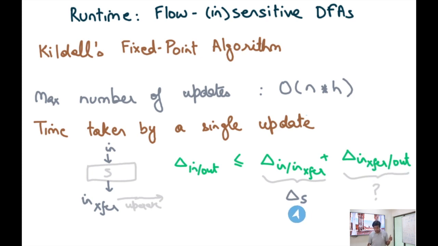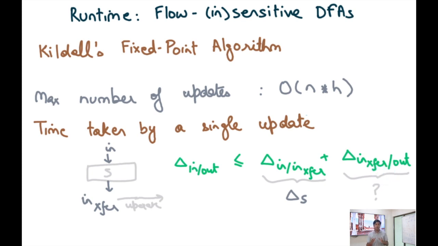And we already have characterized the change between in and in transferred, which depends on S, and we call it delta S. And we have already said that delta S is typically much smaller for most DFAs than the size of the overall program. So the next question that remains to be answered is, what's the delta between in transferred and out? And that would tell us what is the time taken by a single update typically. So let's study this quantity, the delta between in transferred and out.